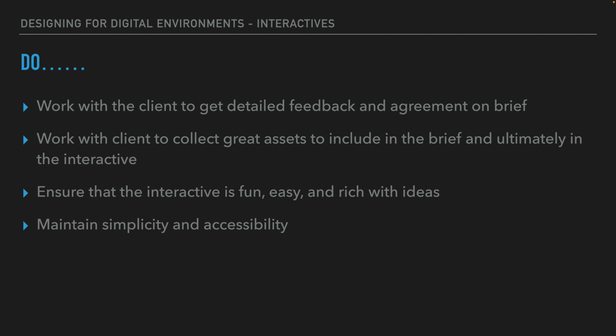So we get into our do's. Do make sure you work with the client to get detailed feedback and agreement on the brief. So as you're working with it, work with them, work with them, work with them. You want that agreement. Remember, the brief becomes your little guide sheet and also becomes your contract with them. Work with the client to get the best assets available to you and include those inside of there. And then obviously you'll take those same assets and move them into the interactive when you make it.